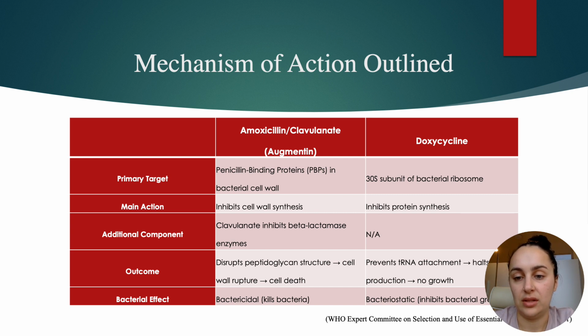In contrast, doxycycline binds to the 30S ribosomal subunit, as mentioned in the previous slide, inhibiting protein synthesis and preventing bacterial replication, making it bacteriostatic. While both are effective against a broad range of infections, amoxicillin clavulanate is often used for respiratory and urinary tract infections, whereas doxycycline is preferred for atypical pathogens, tick-borne illnesses, and acne.